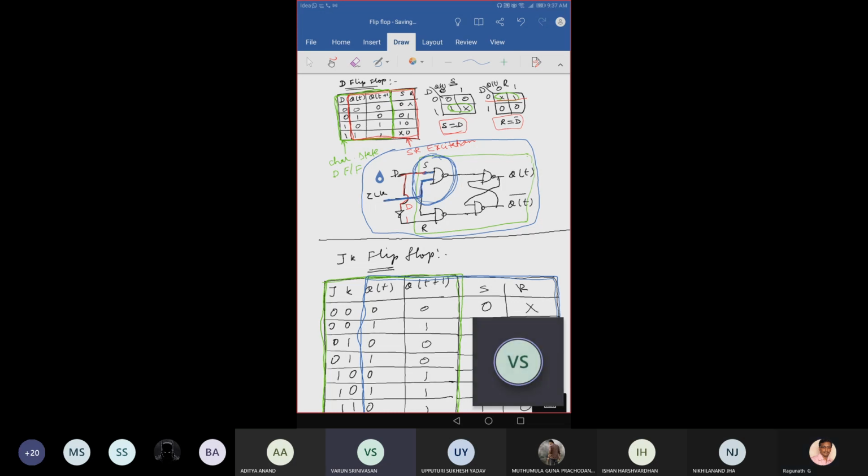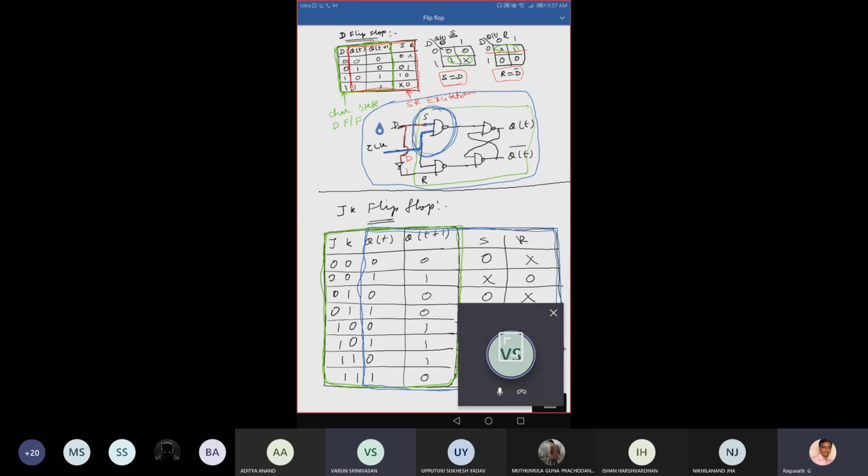No, sir. Can you draw with another color? Oh, it's not visible. It's frozen. Yes, sir, it's frozen. Okay, it's lagging. Just a minute, I'll share it again. Please wait.